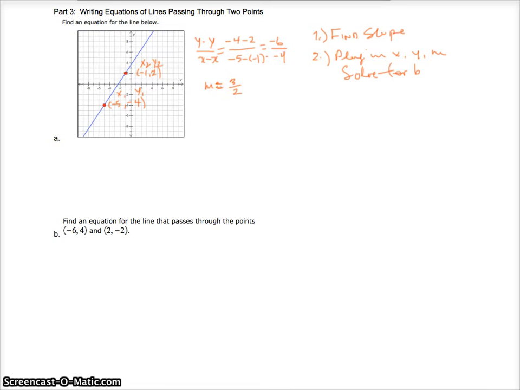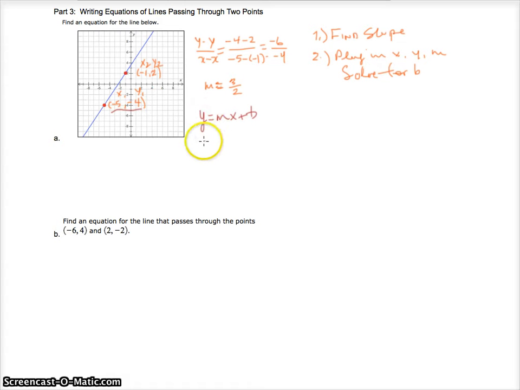So remember that our equation is y equals mx plus b. I don't need the y or the x anymore, I need my x, y pairs. You can pick any one you want. My advice is to pick the one that works out the easiest, or that you think will work out the easiest, that is. Let's pick negative 5 and negative 4.